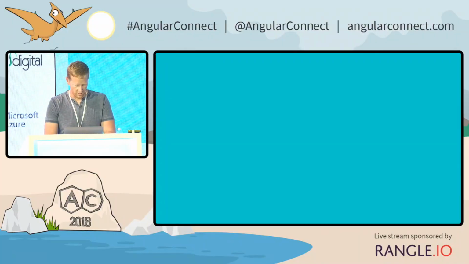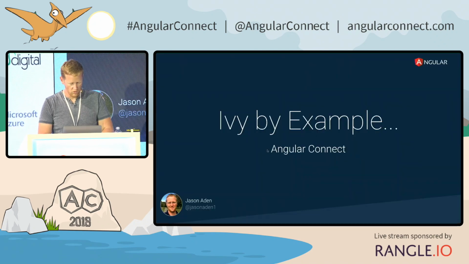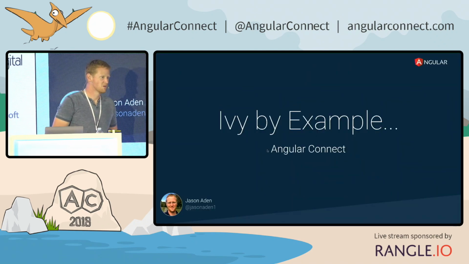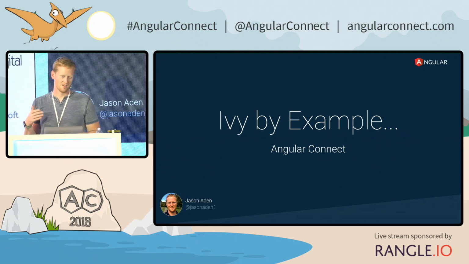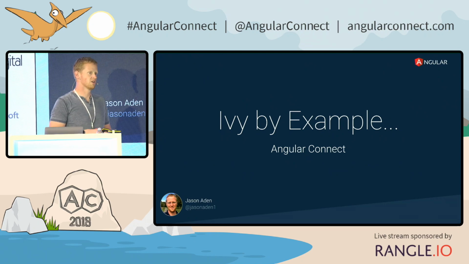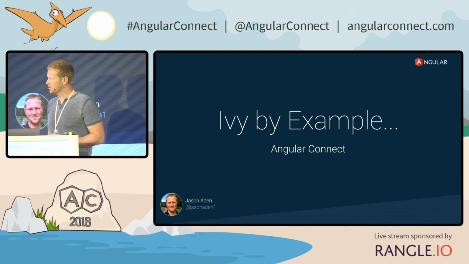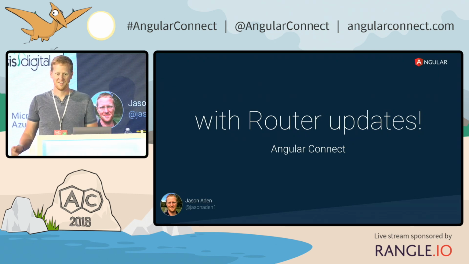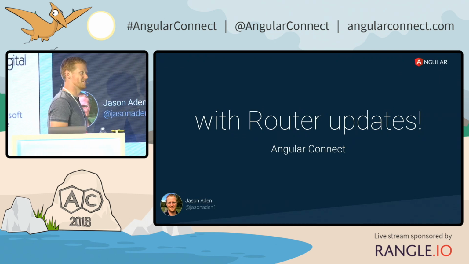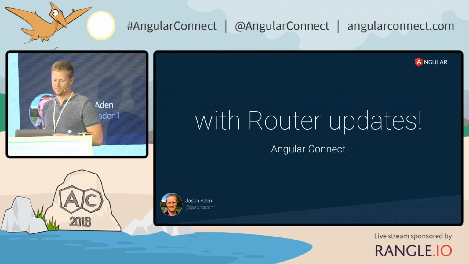So I'm here to talk about, I have my password problem just like Alex did. I'm here to talk about Ivy by example. As Alex said, Ivy's moving along. There's a couple of examples that we're going to show here. Not everything I wanted to show is going to be quite ready. So we've also added a little segment here for router updates since I work on the router. We're also going to talk a little bit about the router at the end.